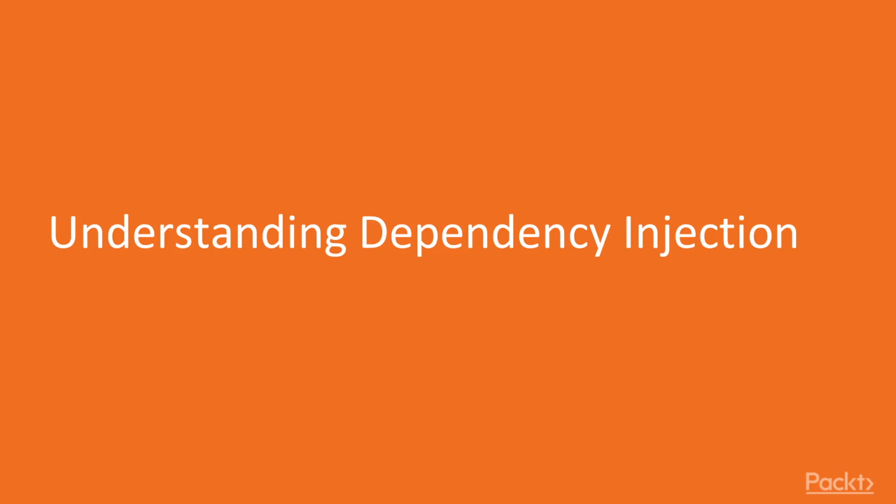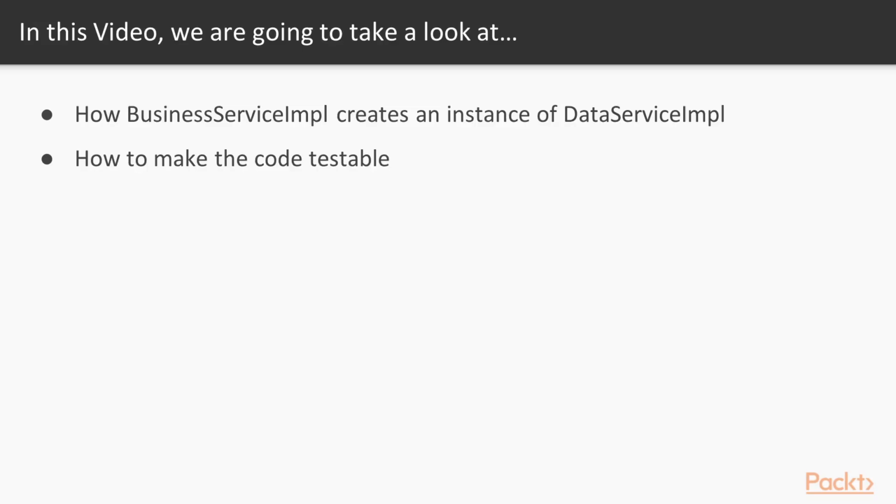Now we move on to the video, Understanding Dependency Injection. In this video we will look at how Business Service IMPL creates an instance of Data Service IMPL and how to make the code testable. We will start with writing a simple example, a business service talking to another data service. Most Java classes depend on other classes. These are called dependencies of that class.